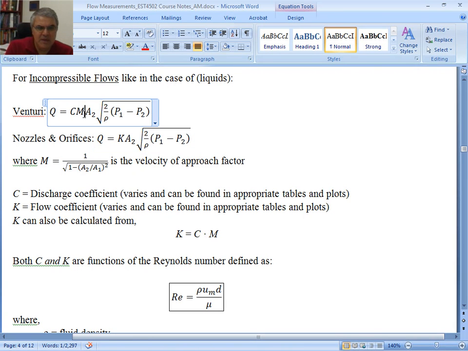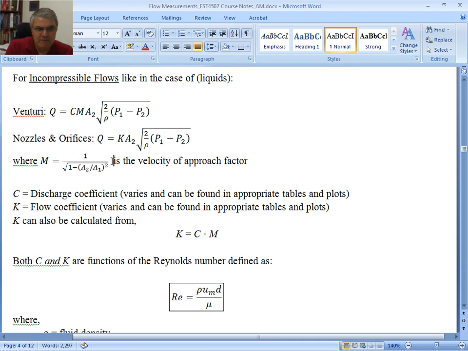And what's different here is C multiplied by M. These two portions are different, okay? And the K, as you can see. So what's an M? Again, M is what we call the velocity of approach, and that velocity of approach factor is, again, a ratio. We calculate this ratio as the ratio of A2 over A1 squared. We subtract that from 1, we take the square root, and we take the inverse of that. So it's 1 over the square root of 1 minus (A2 over A1) squared.